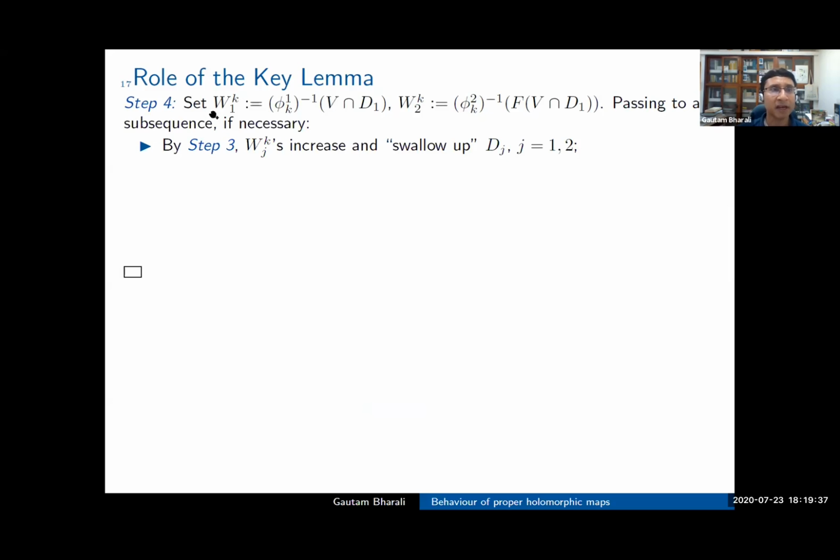So now remember these W's. These W's should be reminiscent. There's a whole family of W's, and these should be reminiscent of the W's that I talked about in that key lemma.